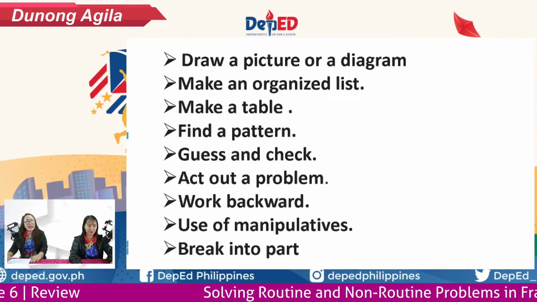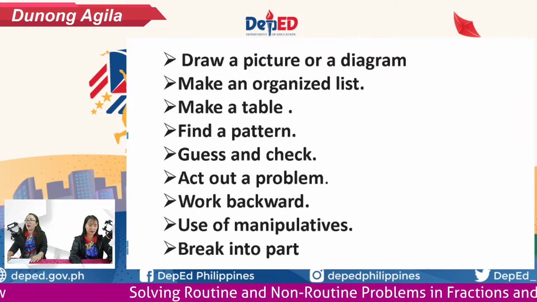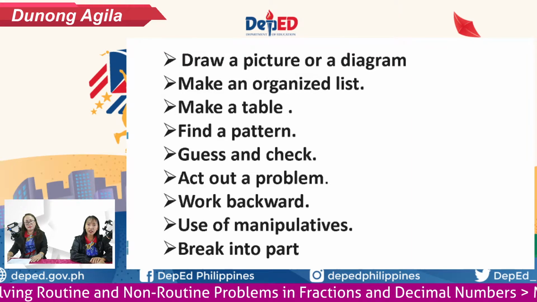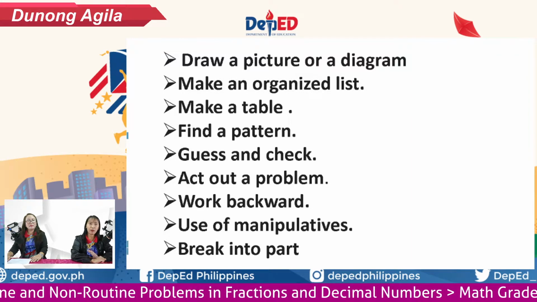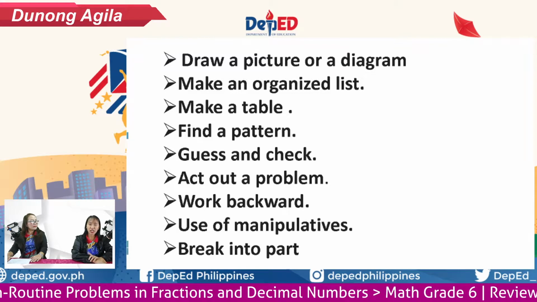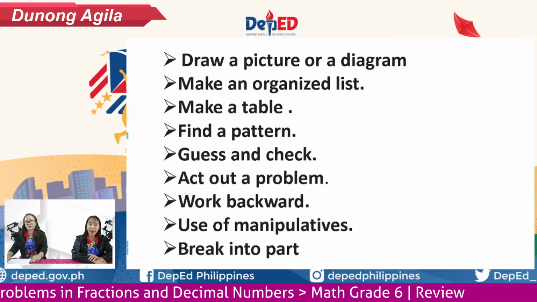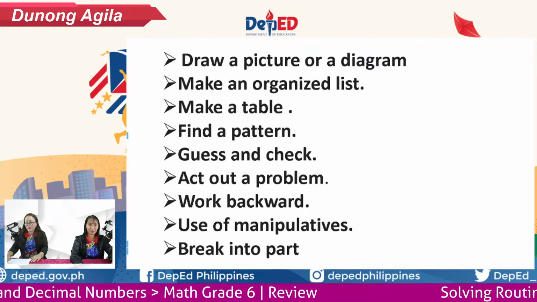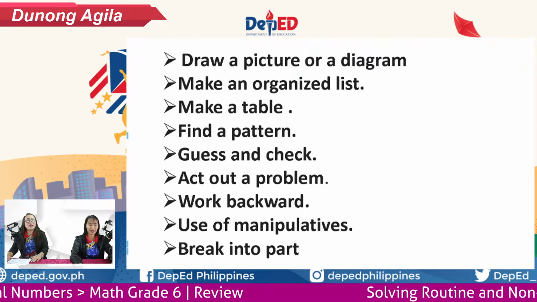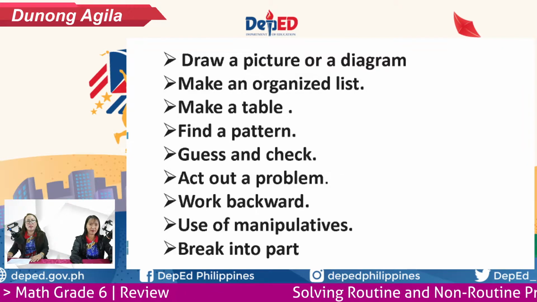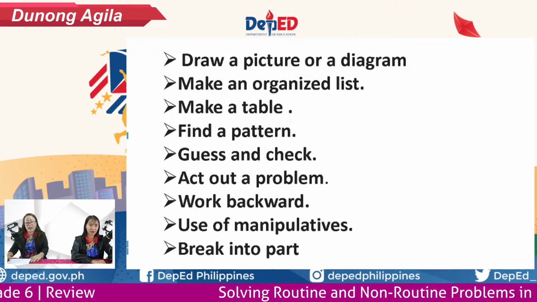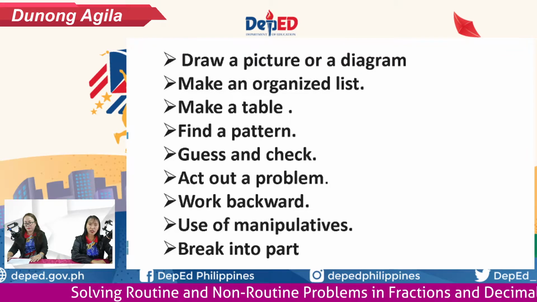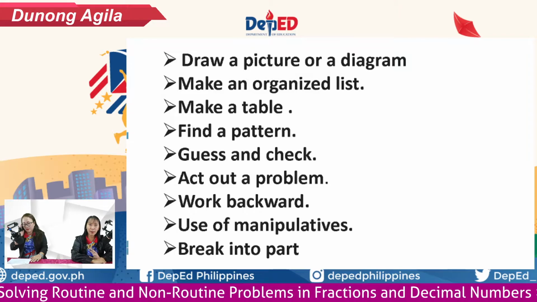Yes. Okay. Another one is making an organized list. Yes, one example is that if you're going to get the LCM or the least common multiple and the GCF or the greatest common factor by listing method. Yes, and then we have making a table. Do not worry because this strategy will be used later on in our discussion. And then we also have finding a pattern.